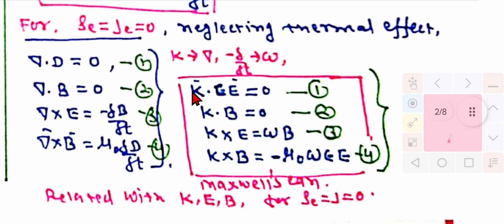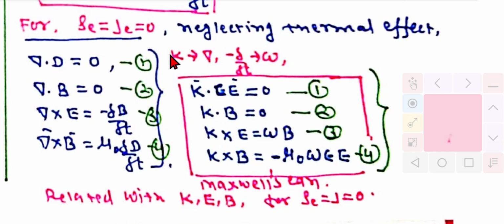Now, from the operator comparison method, K equals twice pi by lambda. K is the propagation vector, which has the dimension of del by del X, del by del Y and del by del Z. And here omega is twice pi F, where F equals 1 upon T, which has the dimension of 1 upon time.